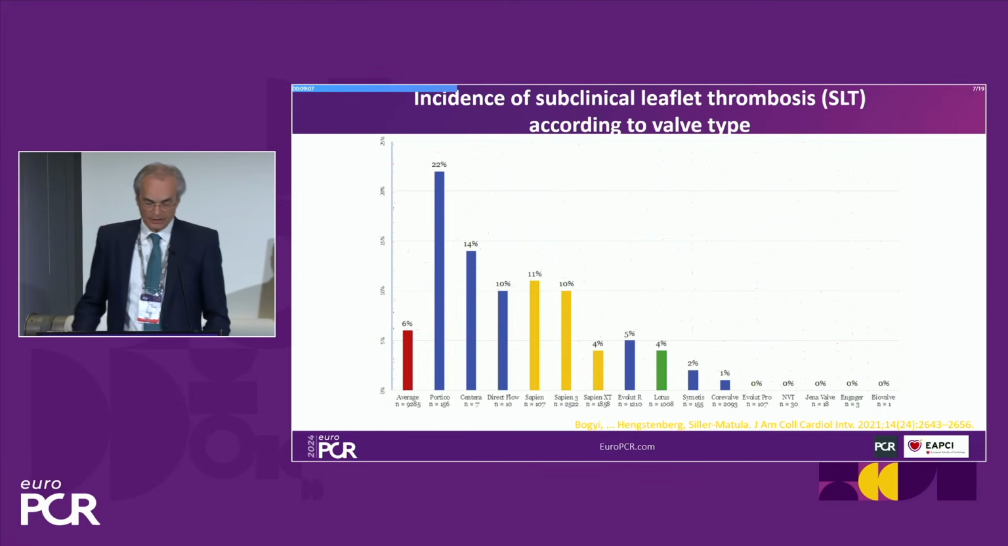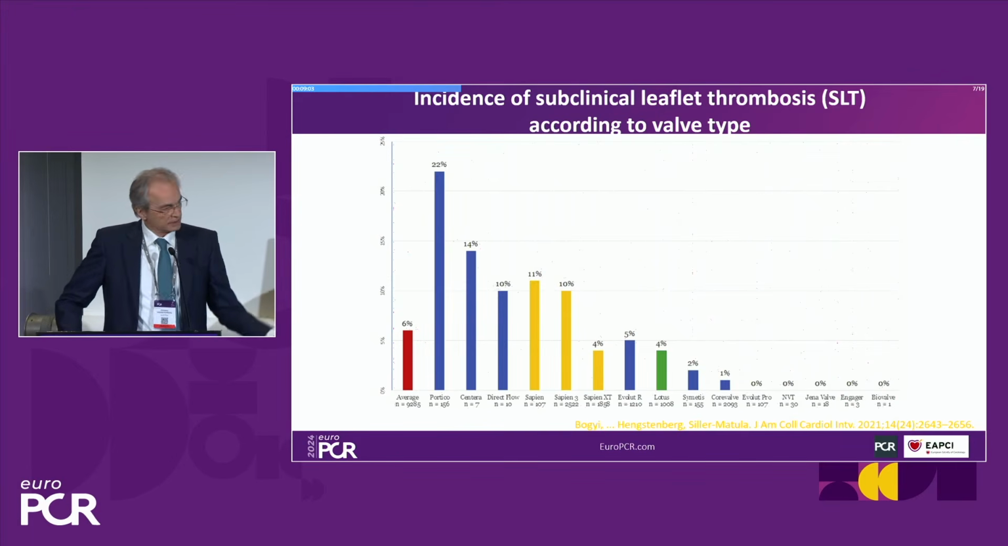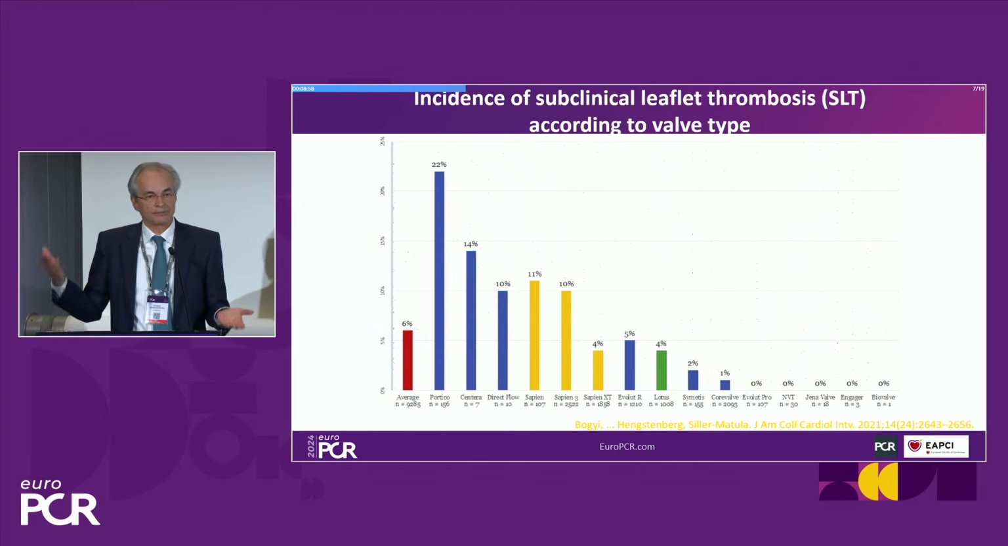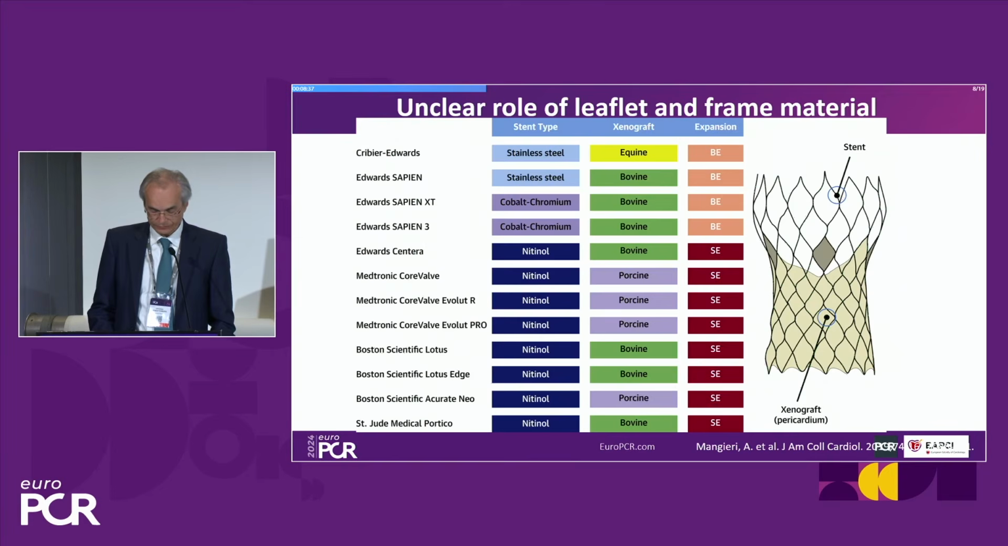And if you look now to the subclinical leaflet thrombosis issue, and this has been addressed already, you see that there are different data out there. One that has been alluded to is that 22% is very high in one valve, and it is less so with other valves, but it seems to be there for almost every valve.